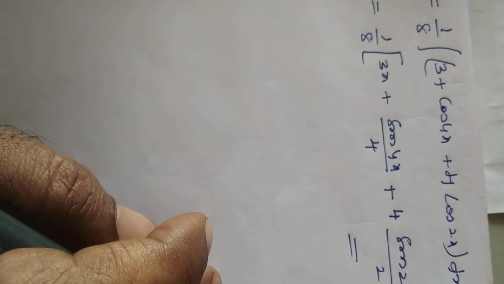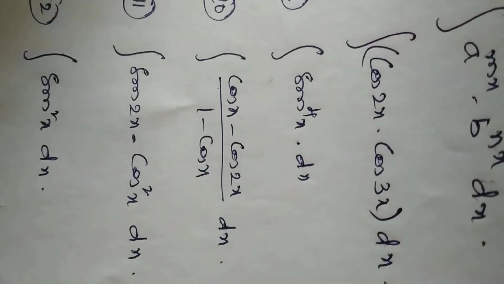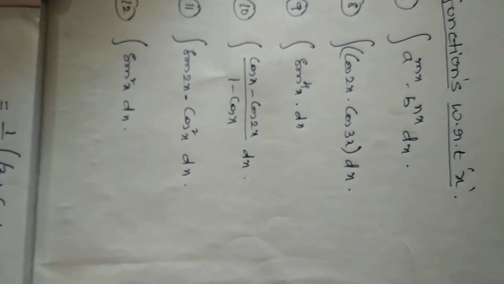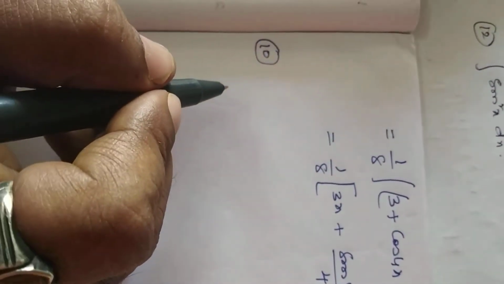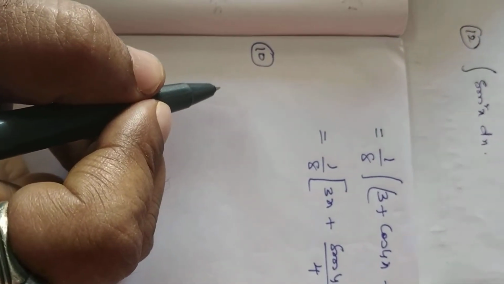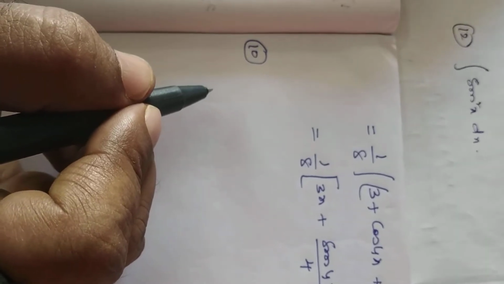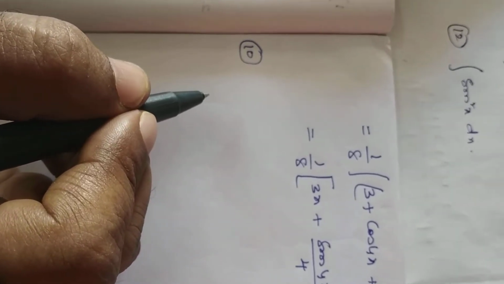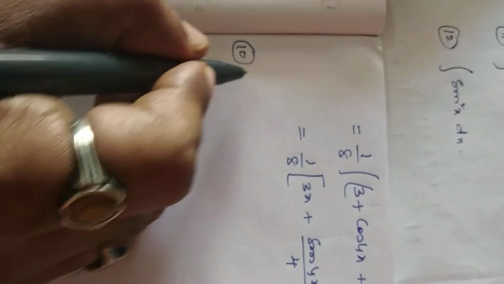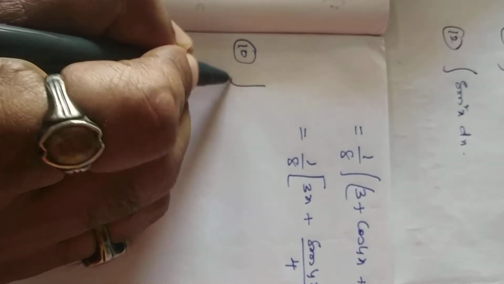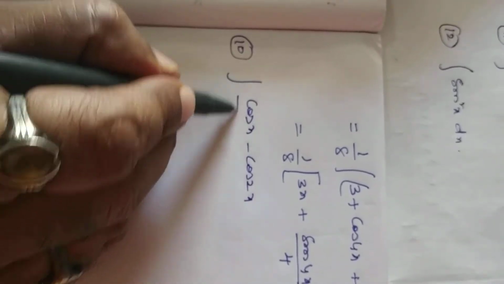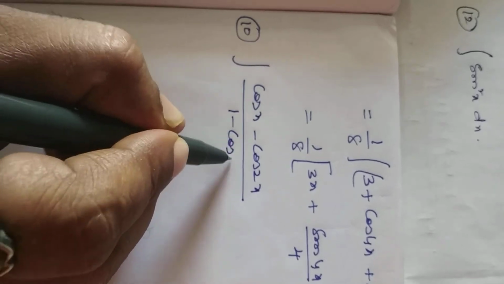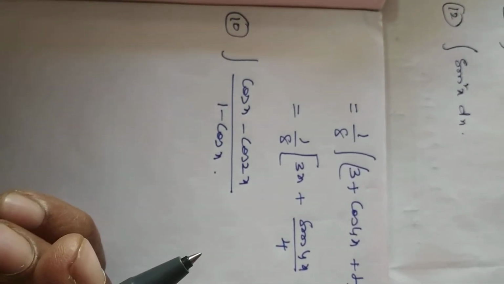Okay, next coming to question number 10. What is question number 10? Question number 10: integration of cos x minus cos 2x by 1 minus cos x. Okay, 1 minute.